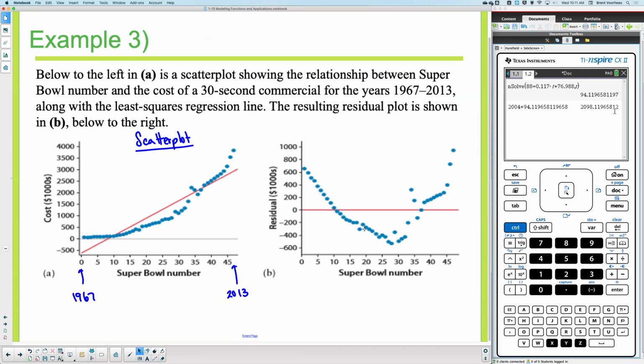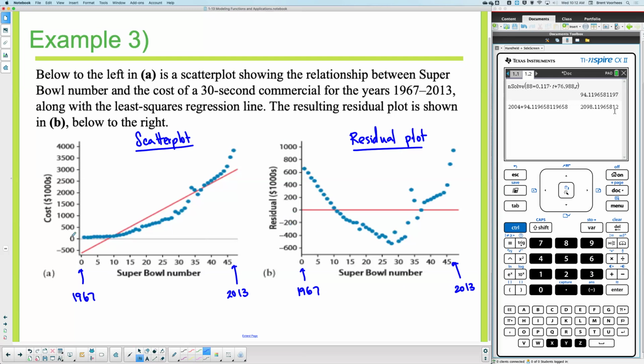So here's my regression line, the R squared values basically. The resulting residual plot is shown to the right. Now this is a residual plot. So go to the top. I want you to put residual plot. Just to make sure you're following along with what these represent, this is my residual plot. Look at your x's. Are the x's the same or different? The x's are the same. So this would be the year 1967, and 46 would be the year 2013.